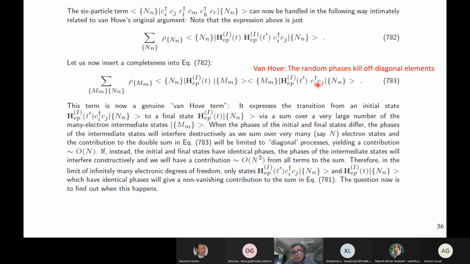If i and j instead are different, you get a different phase because you get a different state, and so the phases of these two are not going to cancel. And then you get all the random phases that you can add up by summing over these intermediate states. So this is the crucial argument that Van Hove made.